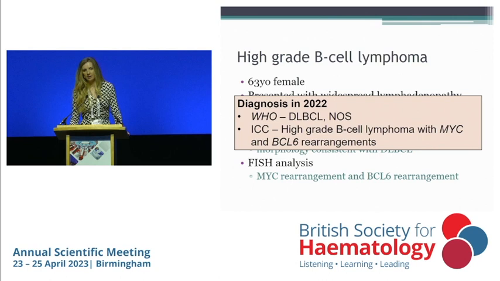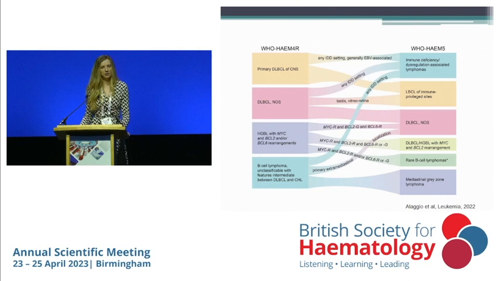And you can see where these patients have been redistributed. So the purple on the left is the high-grade, the original WHO from the fourth edition. And you can see that the BCL6 and MYC rearranged cases have gone into DLBCL, and then the BCL2 rearranged and MYC rearranged cases have gone into their own defined category.